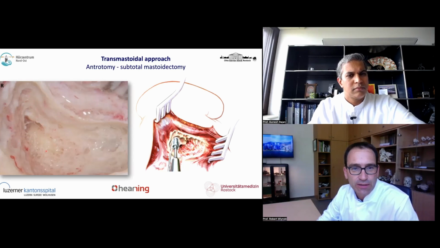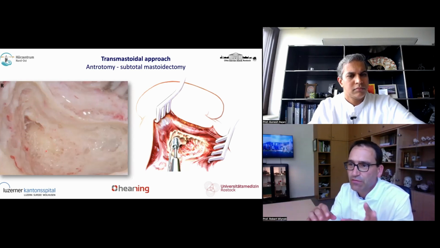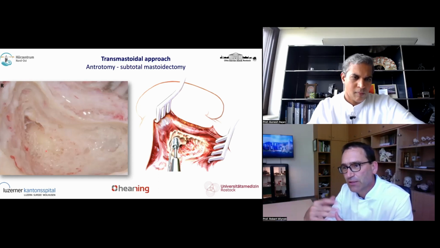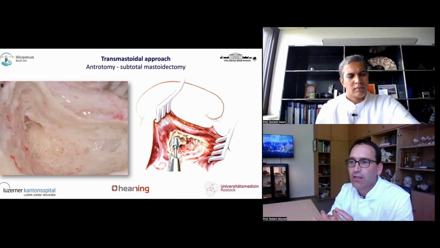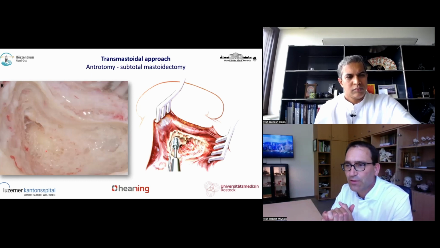For beginners, I would probably recommend doing the first step with a Rosenburg drill on the cortical bone. Once you identify the first cells, you switch to a microscope. And once you have some routine, you can even do it without a microscope, if the anatomy is regular and you have convinced yourself on the CT scans about good aeration.